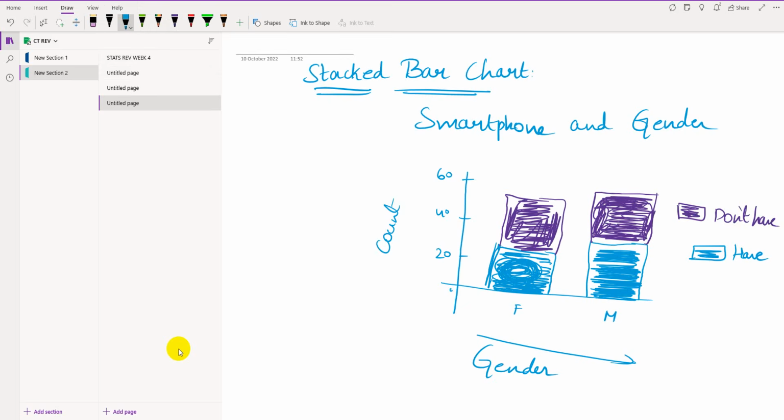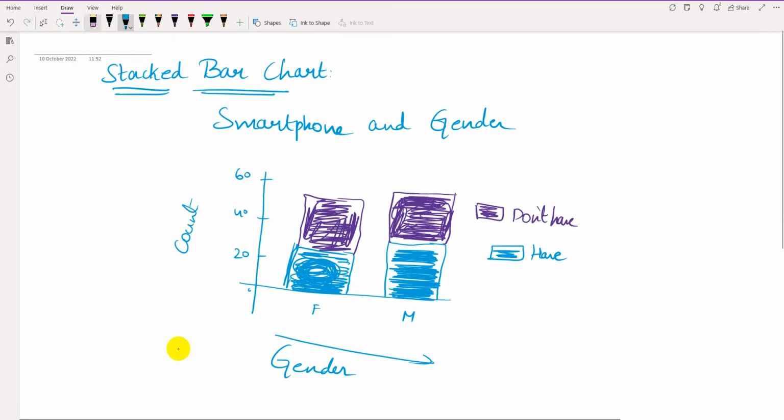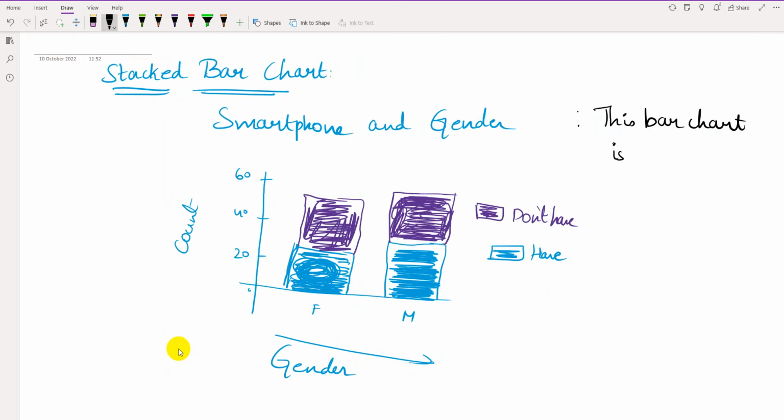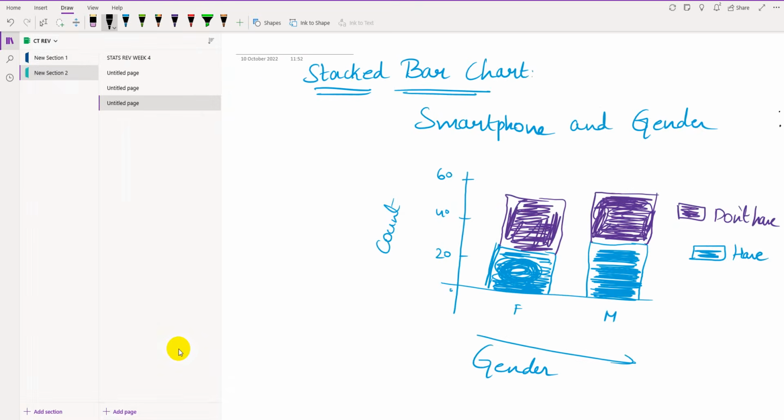The main importance, or the main purpose, of the stacked bar chart is that this bar chart is useful to show part to whole relationships. This is why the stacked bar chart is used.